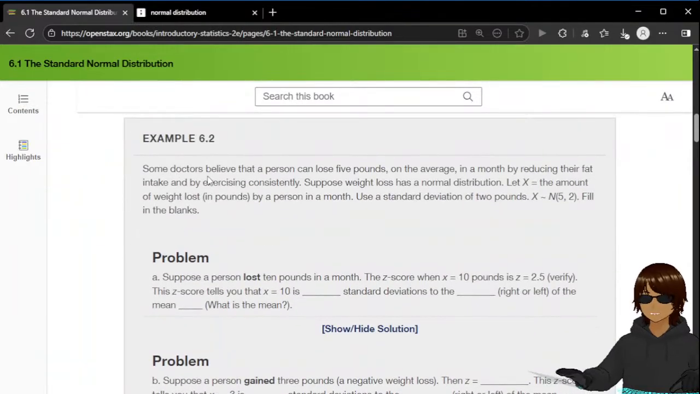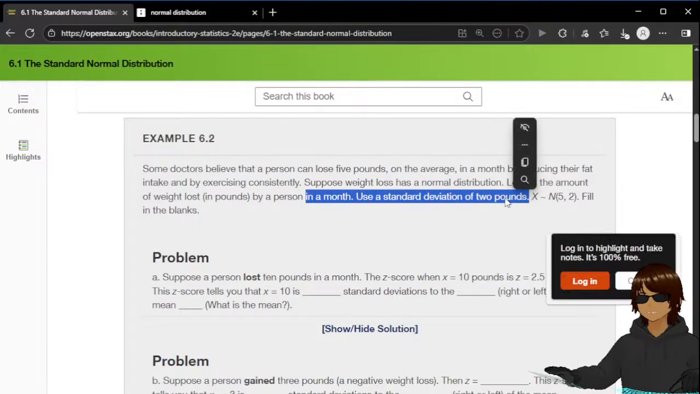Some doctors believe that a person can lose 5 pounds on average in a month by reducing their fat intake and by exercising consistently. Suppose weight loss has a normal distribution. Let x equal the amount of weight loss by a person in a month. Use a standard deviation of 2 pounds. So x is normally distributed with mean 5 and standard deviation 2. Wait, what is x exactly? The amount of weight lost by a person in a month.